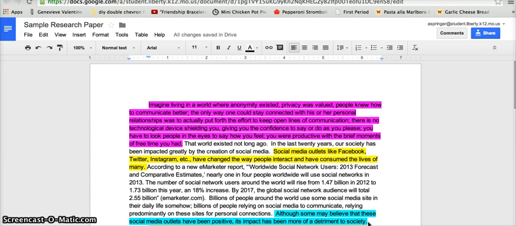So 3 things that your introduction should include: an attention getter, which is up here in pink, claim, which is in yellow, and make sure you're transitioning to the topic of the first body paragraph. All in all, your introduction should be about 5 to 6 sentences on average.